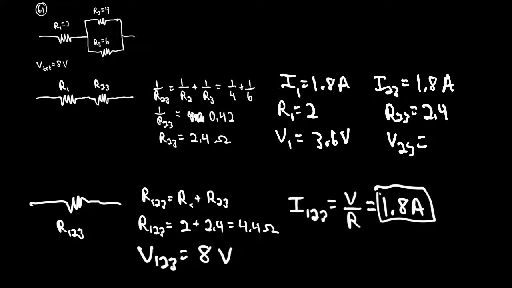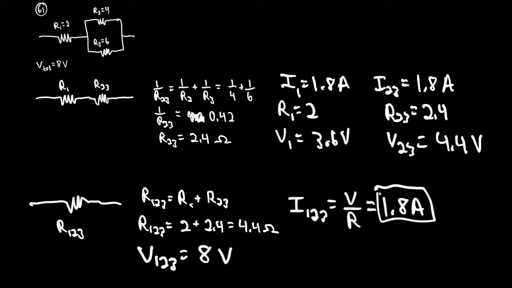I have two different ways that I could find V23. Multiply those two numbers together, you get 4.4 volts. How else could I get 4.4 volts? Subtracting. 8 total volts going through both of these. The first one eats up 3.6. 8 minus 3.6 gives you 4.4. So you can do I times R, or you can use subtracting the voltages.